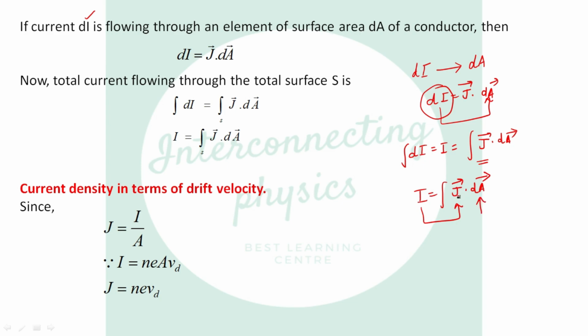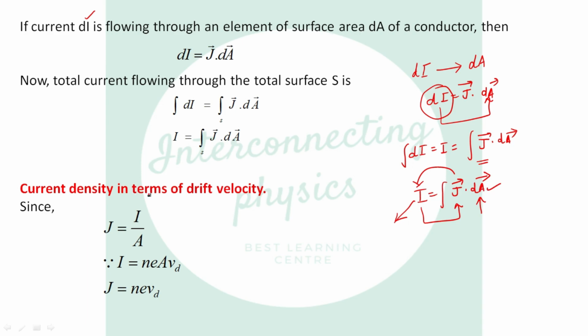Now we know that the dot product of two vectors is always a scalar. Current density is a vector quantity, area vector is a vector quantity, and the dot product of two vectors gives us a scalar. That's why current is a scalar quantity.